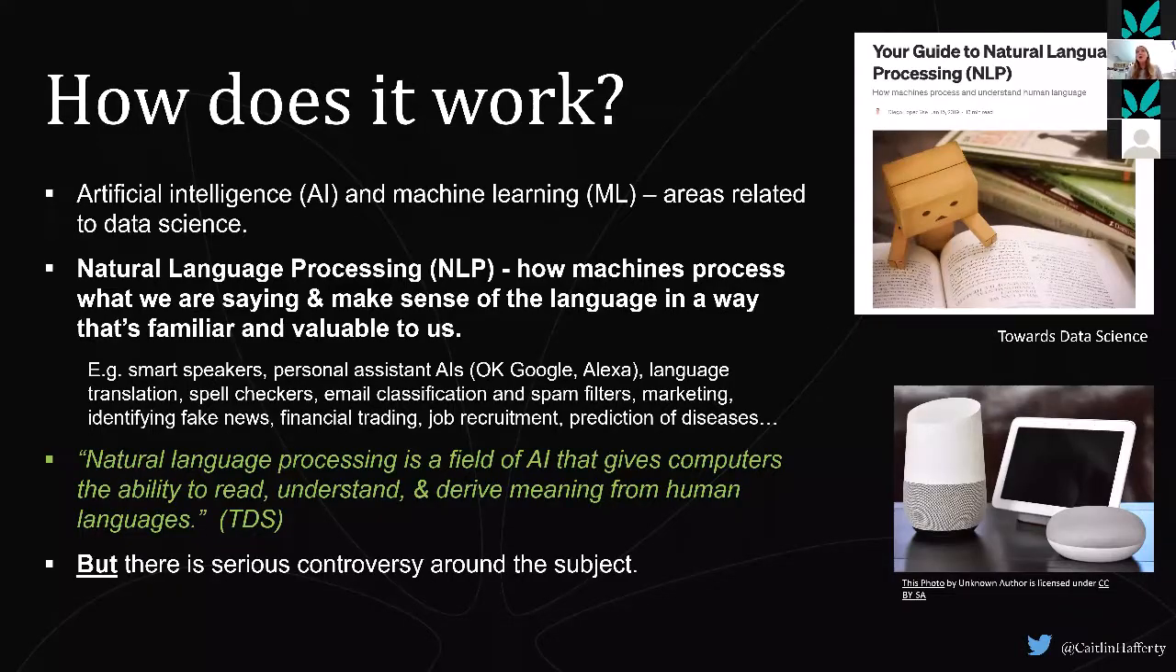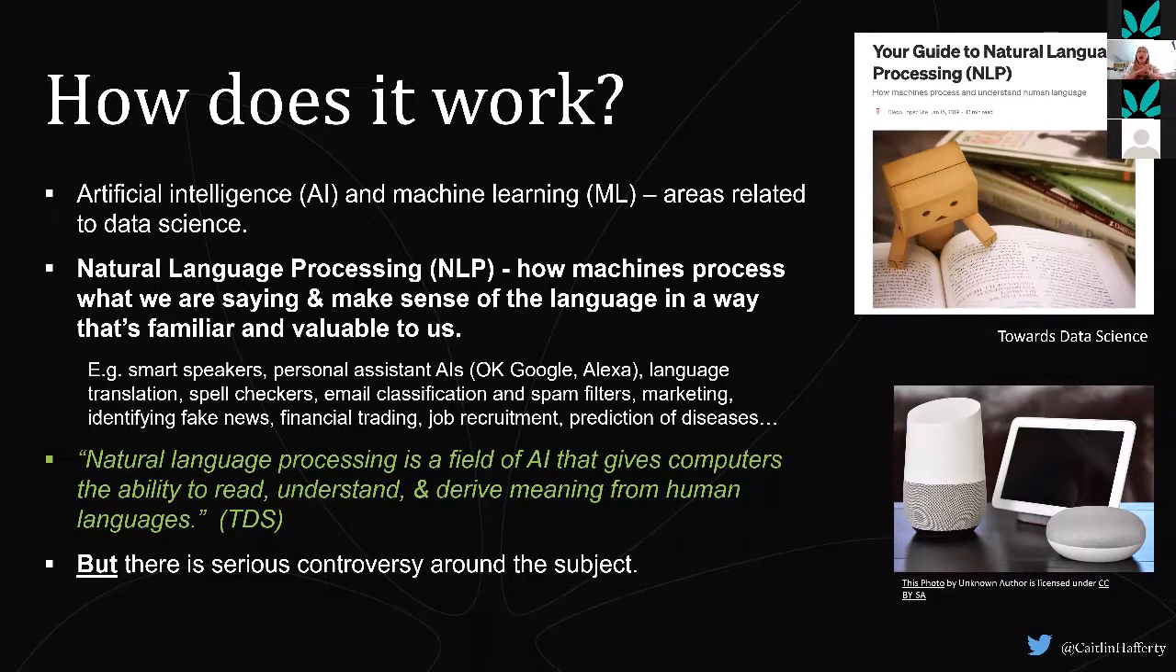So how does it work? It uses artificial intelligence and machine learning. Again, I'm not an expert in these areas, and I wouldn't say I'm a data scientist. My background is in the social sciences. I'm just very interested in the ethical implications of using these technologies. Both artificial intelligence and machine learning are areas related to data science. Specifically, apps like Otter AI and other automated transcription software use something called natural language processing, which is basically how machines process what we're saying and make sense of that language in a way that's familiar and valuable to us.